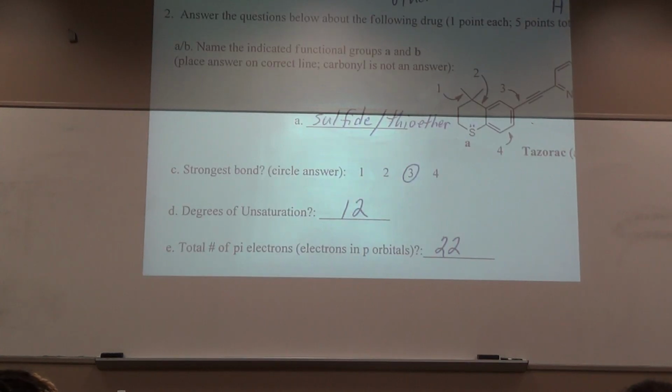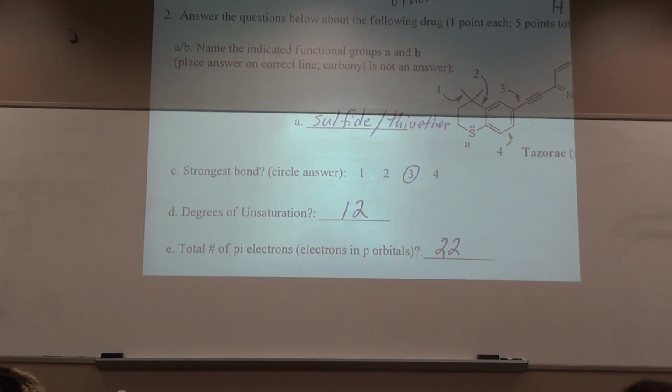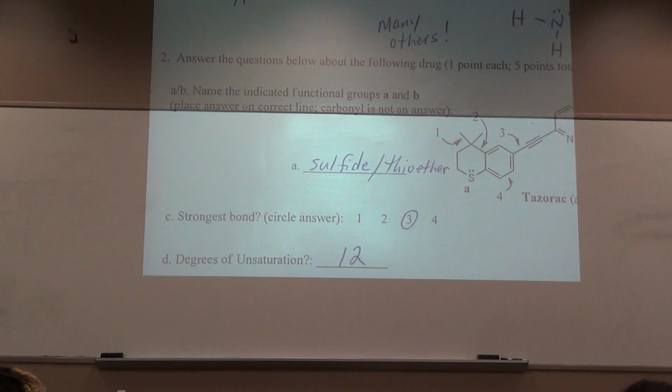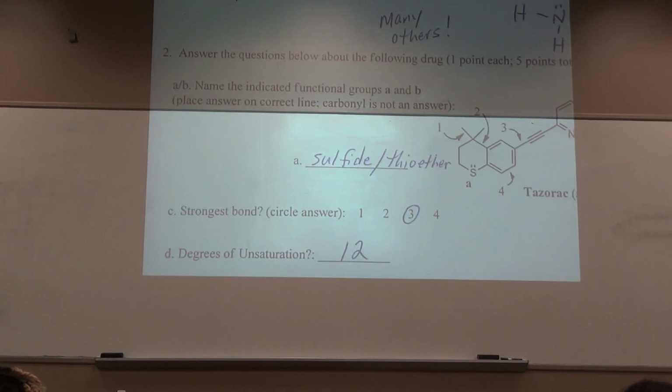Longest bond would be 3. I'm sorry, not longest. Strongest bond. Strongest bond is 3. Because it's made using an sp orbital and an sp2 orbital. The others are made using like sp3, sp3. Yeah. You got to look at what orbitals are making your bond. Orbitals with more s character are going to make stronger bonds. Those are low in energy.